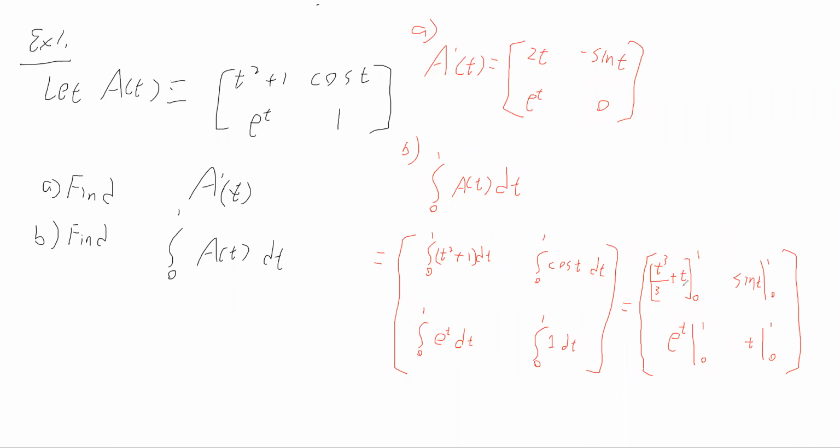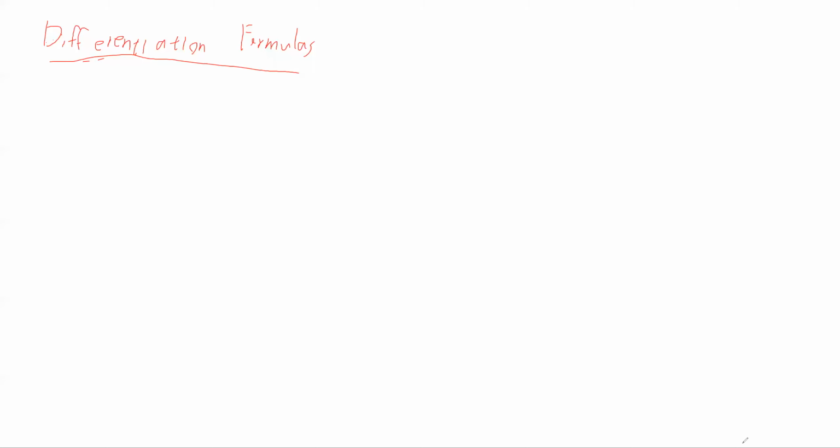Okay, and then we have something like this, and all you need to do is evaluate them. So let's see, that's 1/3 plus 1, that's 4/3 minus 0, so 4/3. Sine of 1 minus sine of 0, that's just sine of 1. E to the 1st power minus e to the 0, so e minus 1, and then here we just have 1 minus 0, which is 1. Okay, and that's it. That's the integral of a matrix.